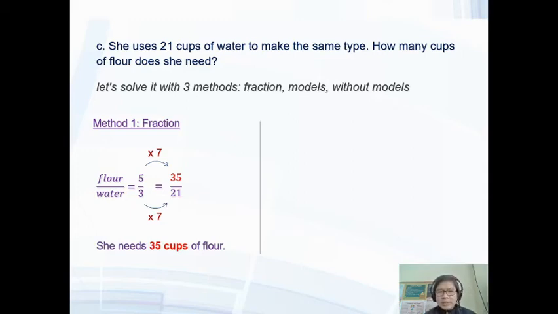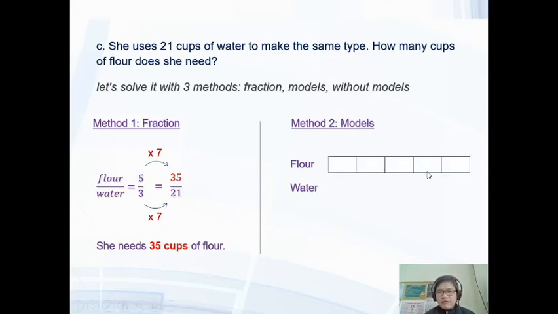How about if we are using method 2, bar models? From the ratio 5 to 3, we can make the bar models, right? We are talking about the amount. So the label is about the amount of the flour and then the amount of the water. Since flour is 5, we are having 5 units here. And for the water, since the ratio is 3, the water is 3 units. Okay? This is the first condition. Our bar model for the first condition is the fixed ratio.